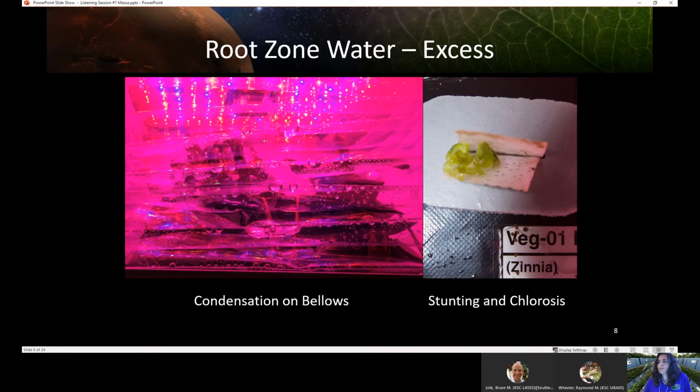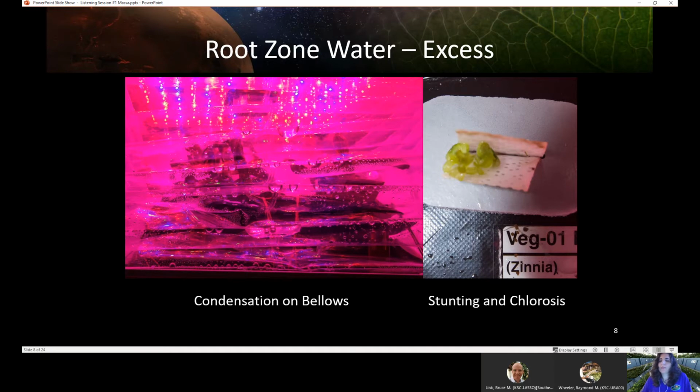We've also had excess water. This was actually during the zinnia grow out, and you can see the condensation on the Veggie bellows there. The result was excess water, which caused stunting and chlorosis of plants and led to some disease issues, which I'll talk about soon.